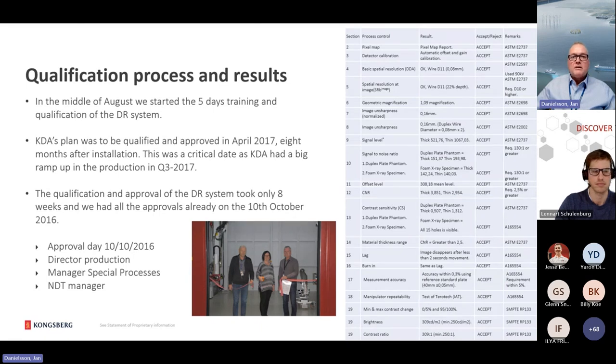And here are some of the tests that we did, and this is a result from 19 different checkpoints. You have spatial resolution, you have the signal to noise ratio, you have CS, contrast sensitivity, and lag and burn-in measurements there. Everything was accepted, and you can see that it's coming from the ASTM E2737 and the other standards.